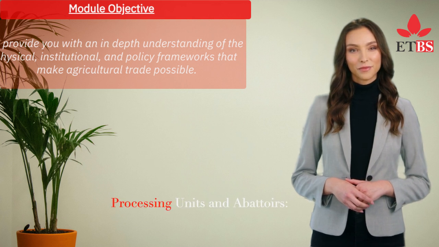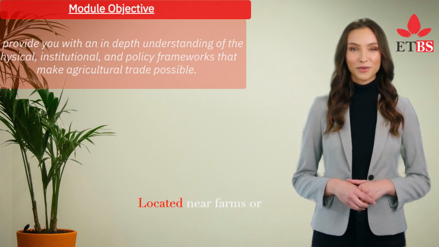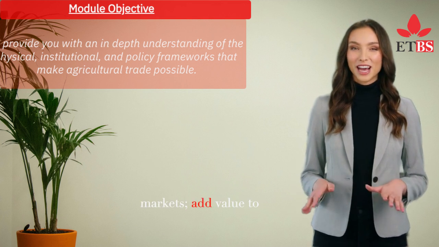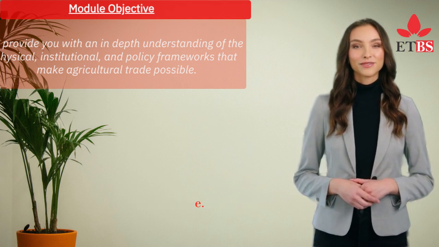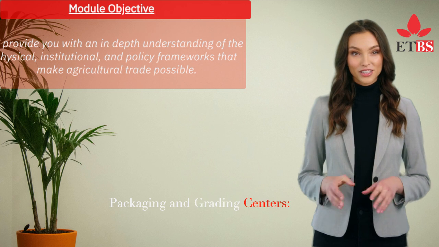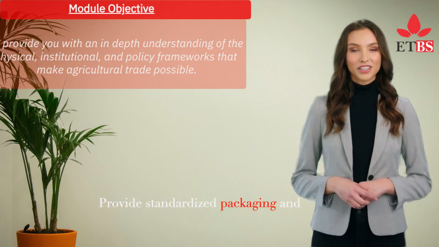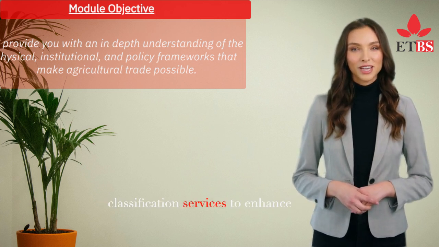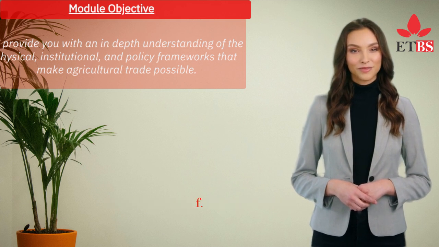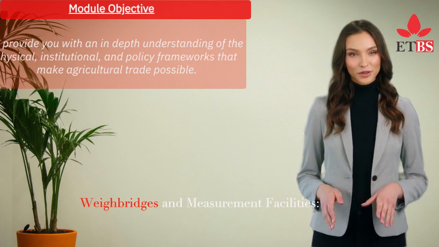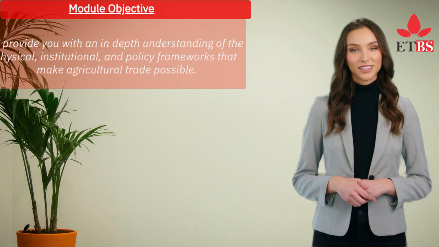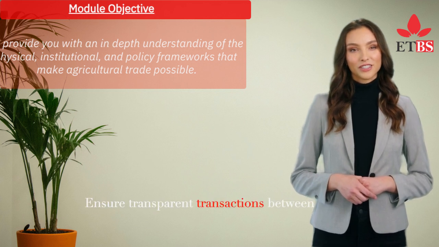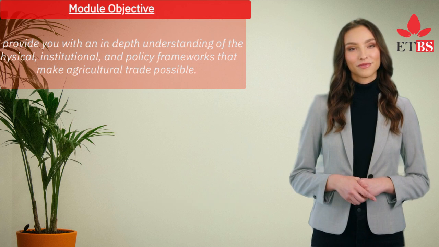D. Processing units and abattoirs, located near farms or markets, add value to raw produce. E. Packaging and grading centers provide standardized packaging and classification services to enhance quality perception. F. Weighbridges and measurement facilities ensure transparent transactions between traders and producers.